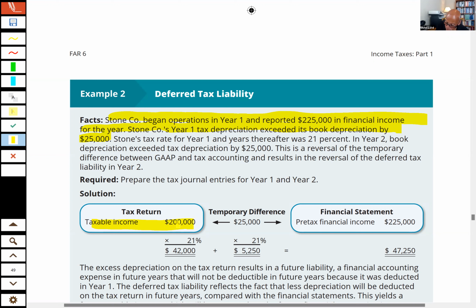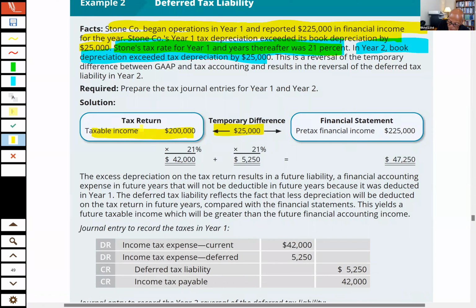Okay, so at that point, I know the difference is this $25,000. Okay, so you can see it there. They just tell you the difference. And they tell me that the tax rate for year one and years after is 21%. And they tell me that in year two, the book depreciation exceeded the tax depreciation by $25,000. But let's just deal with year one first. Then we'll look at year two. So when you look at year one, you have this $25,000. This is a temporary difference, right? Because it's going to reverse. They tell me that it's going to reverse in year two.